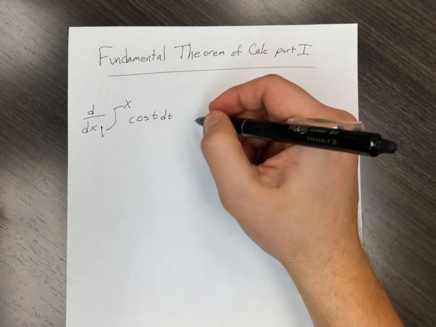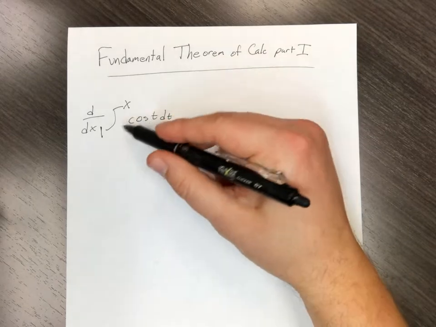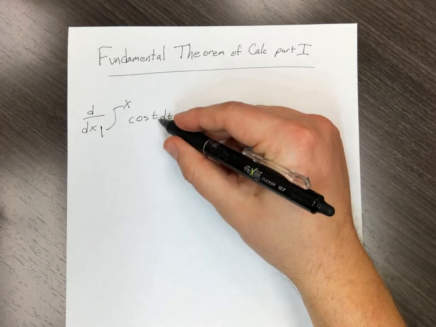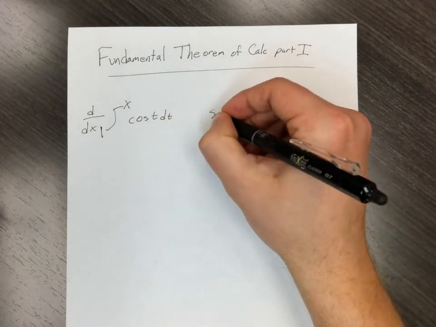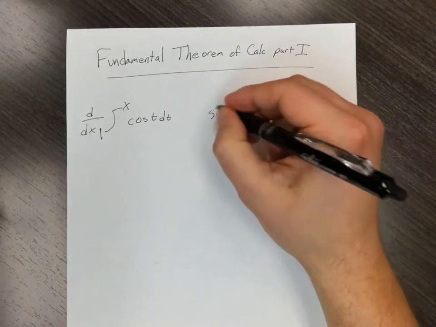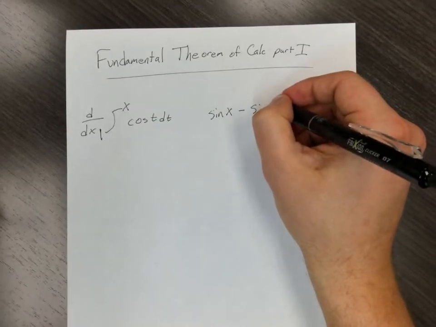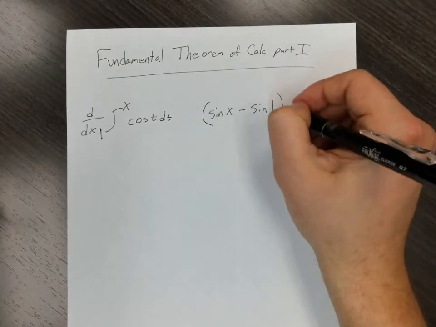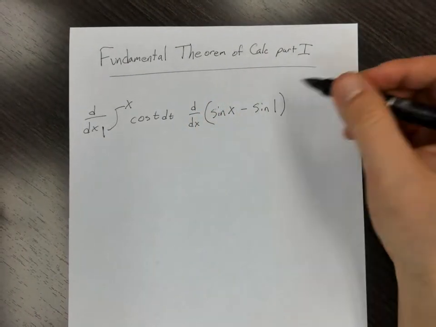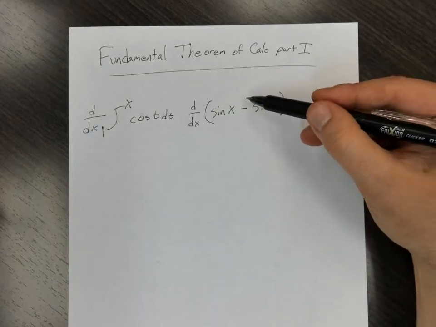So first, the long way would be if I were to integrate the cosine of t dt from 1 to x. What that would look like is the integral of cosine would be sine. So this would be sine of, now I'm going to use my upper limit, x, minus the sine of my lower limit, which is 1. But I want to differentiate or find the derivative of that. So this is me doing the integral and upper and lower limits.